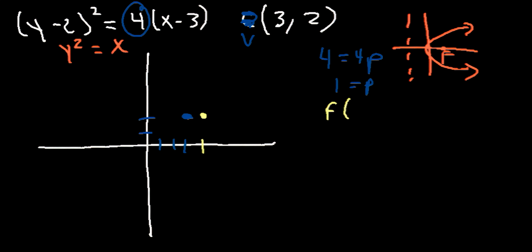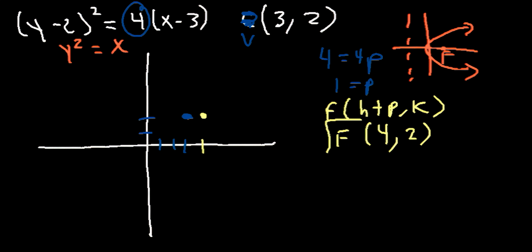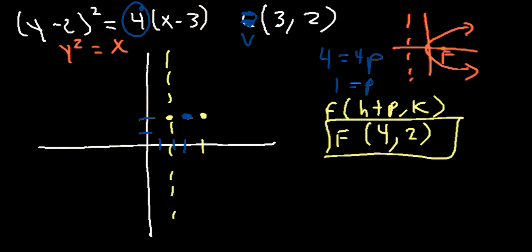So the focus is basically h plus p comma k, or 3 plus 1, which is 4, and k is 2. So that's the coordinates of the focus. For the directrix, we need to go 1 unit backwards, and then we can draw a vertical line. So the directrix is that x is equal to positive 2. So now let's see if we can find some points to graph it.